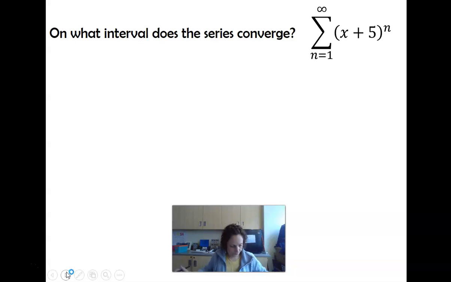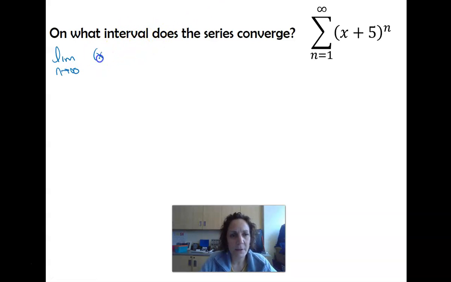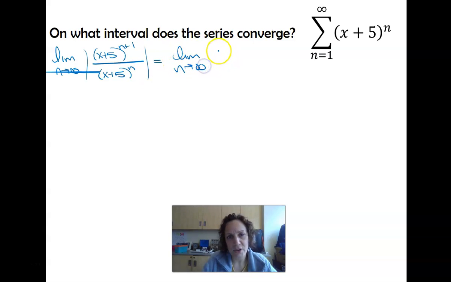All right, so here I have (x plus 5) to the n. So I'm me, so I am immediately going to go to the ratio test. So I say, okay, n plus 1th term, that's (x plus 5) to the n plus 1, divided by my nth term, (x plus 5) to the n. That very quickly simplifies to just the absolute value of x plus 5. As n approaches infinity, there isn't an n here, it doesn't matter what n is, this thing is going to come out to the absolute value of x plus 5.